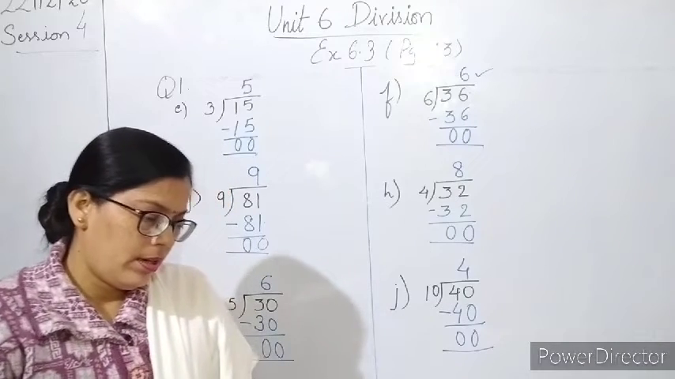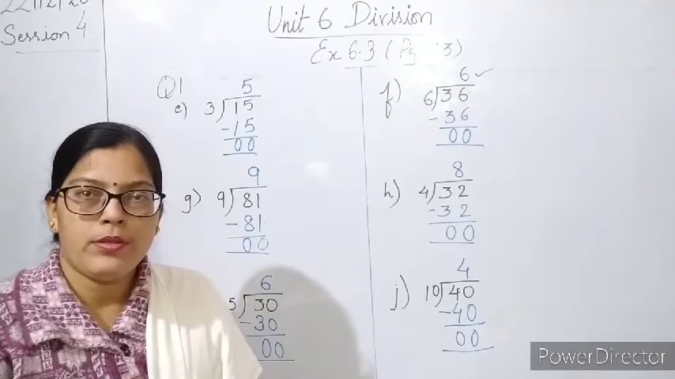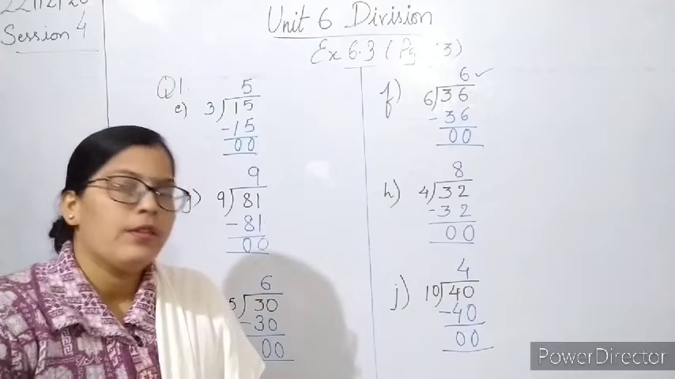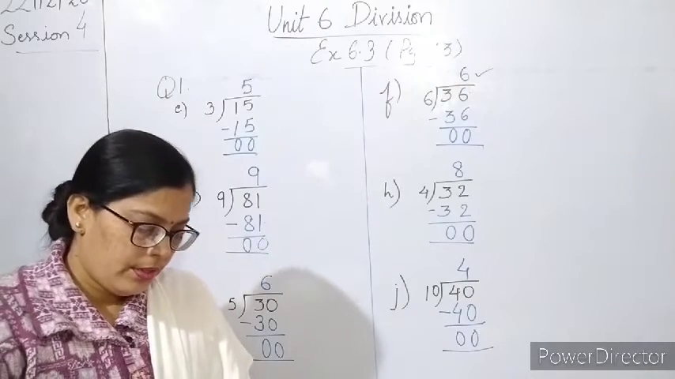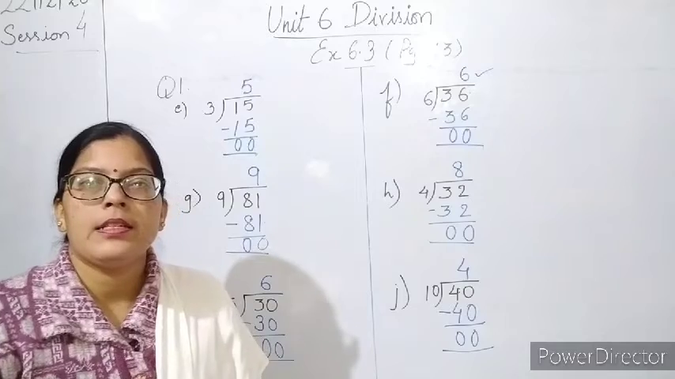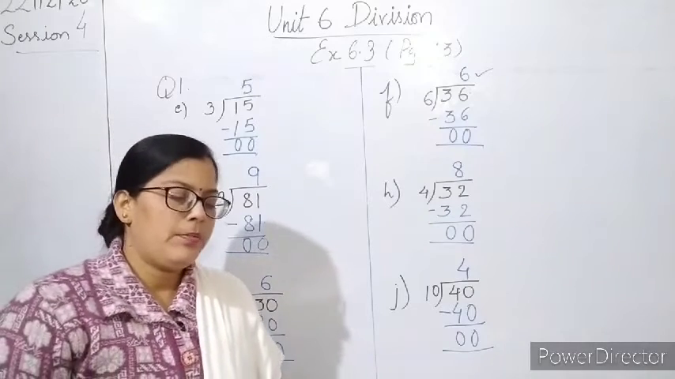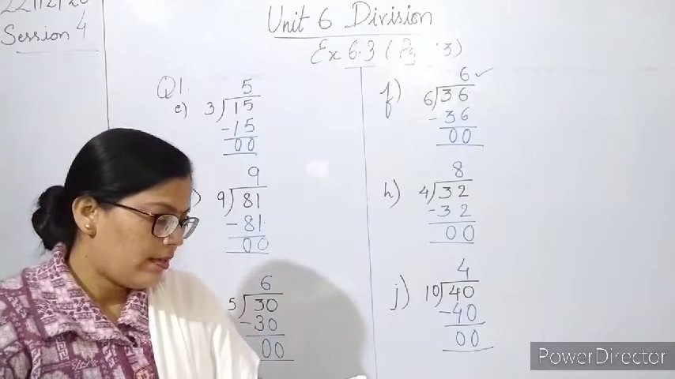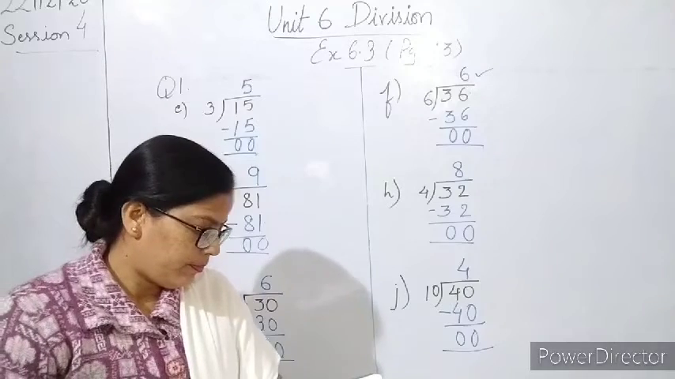Now these word problems are also related to the long division method without remainder, which is given on page number 96. Okay, so open page number 96 with exercise 6.4.